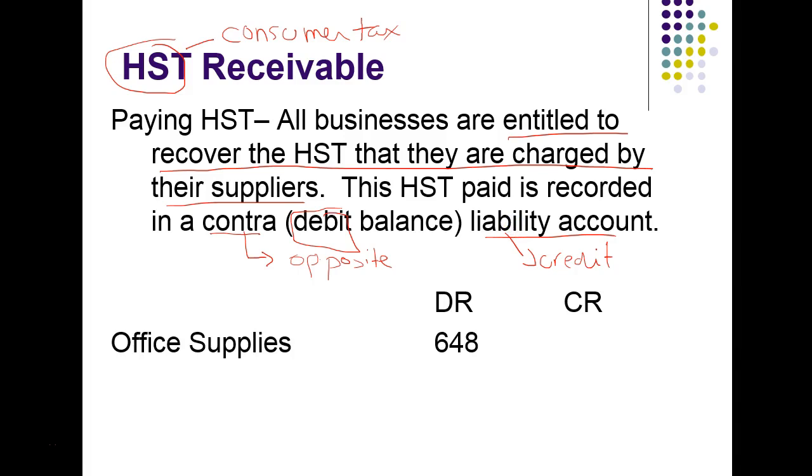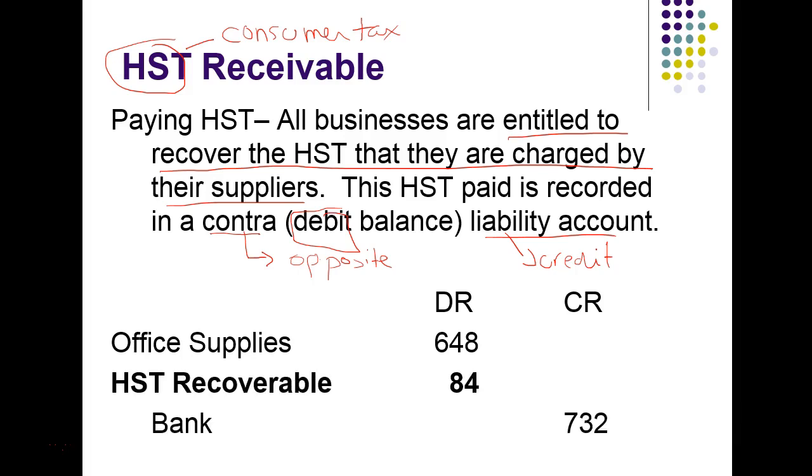So let's say we bought some office supplies for $648. That's not what we're going to pay. We're going to pay more than that. We're going to pay $732 because we take the $648 and multiply it by 13%, and we're going to pay $84 in tax. But we can get that money back from the government. So we set this money aside in this other account, a contra liability account, that's always going to have a debit balance.